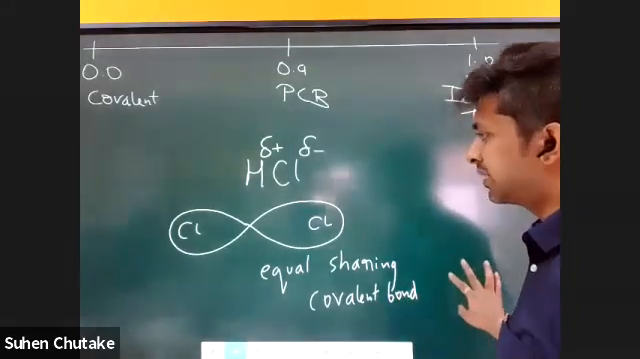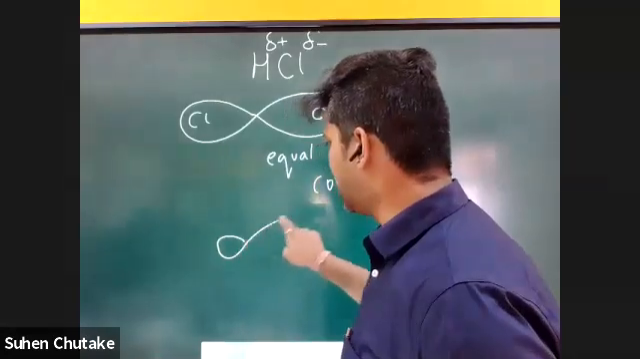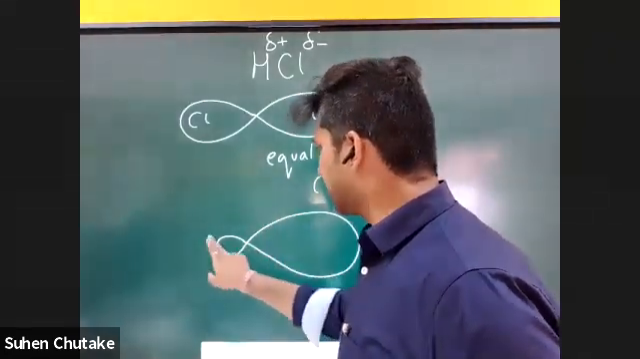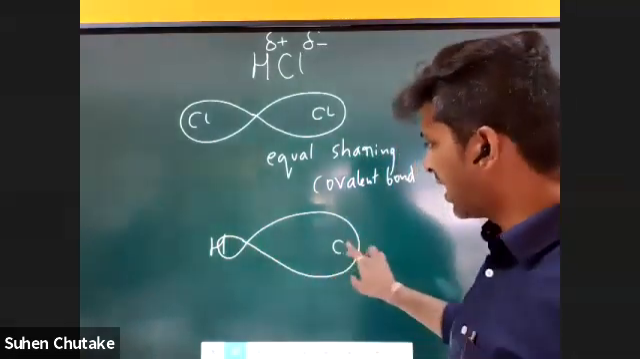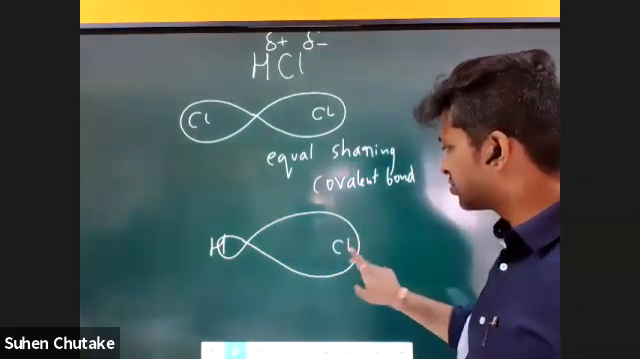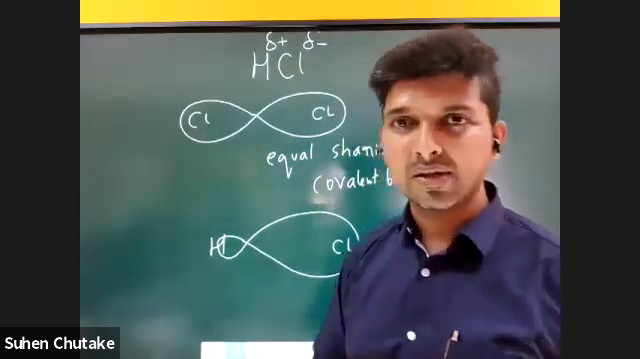Okay, equal sharing is covalent bond. Then if it is about hydrogen and chlorine, it will be something like this, where hydrogen gets a smaller share. It is sharing, but hydrogen gets a smaller share and chlorine will get a larger share. You can see chlorine is getting a larger share.